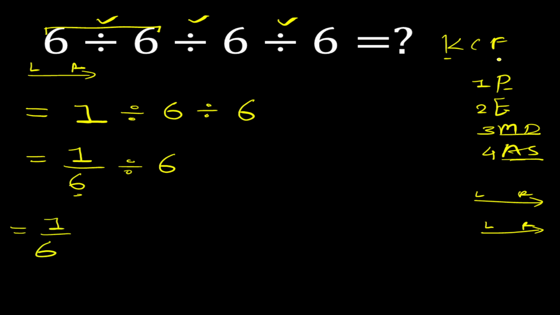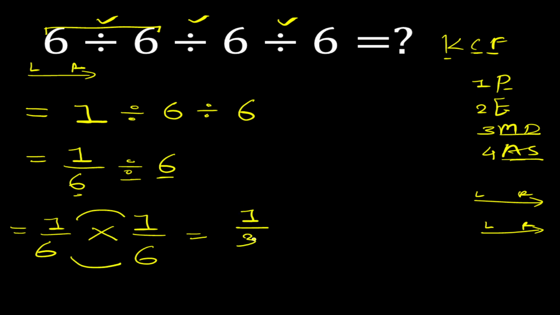6. Then C means change this sign from division to multiplication, and F means flip this second fraction, 6 is equal to 1 upon 6. Now 1 multiply 1 is equal to 1, and 6 multiply 6 is equal to 36. So the correct answer is 1 upon 36.